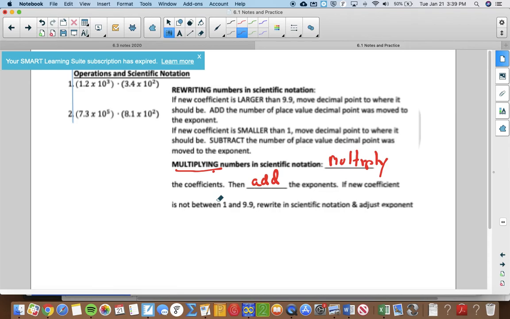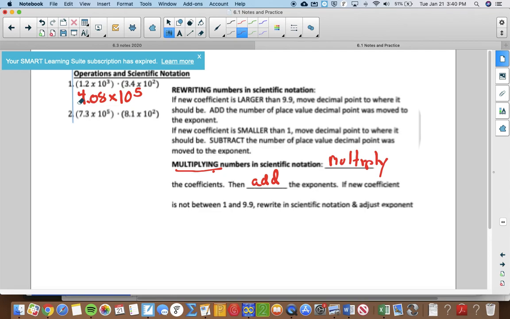So let's do this first example. We're taking 1.2 times 3.4. Those are the coefficients out in front. And we get 4.08 times 10 to the power of whatever 3 plus 2 is, which is 5. So that's temporarily a correct answer. Now stop and assess. Is this number right here written in scientific notation? Is there only one significant figure to the left of the decimal point? Is there only one digit there? Yes, there is. So that is the best answer.